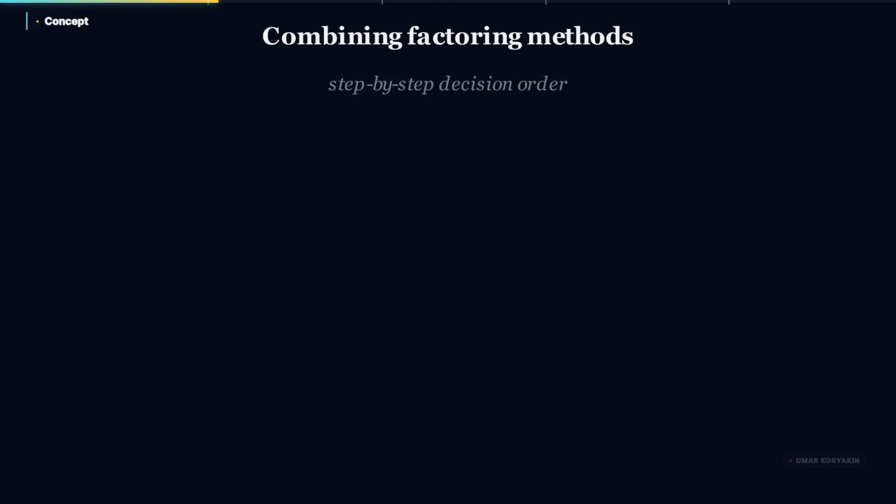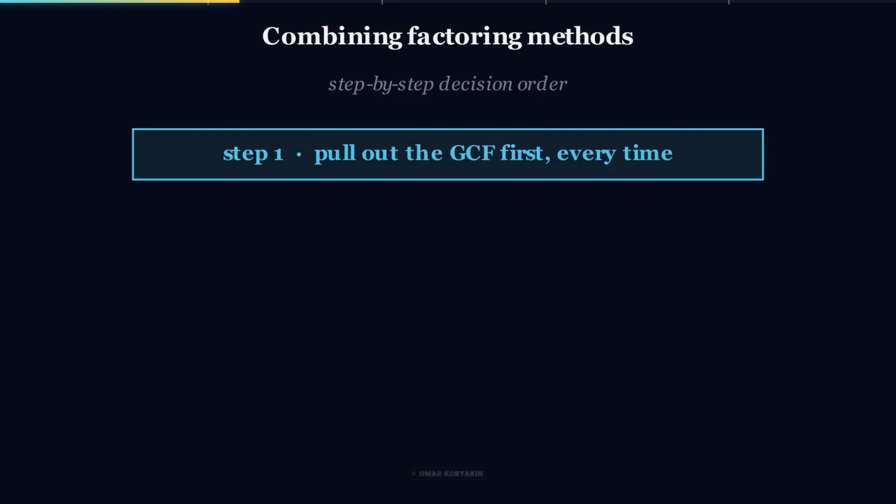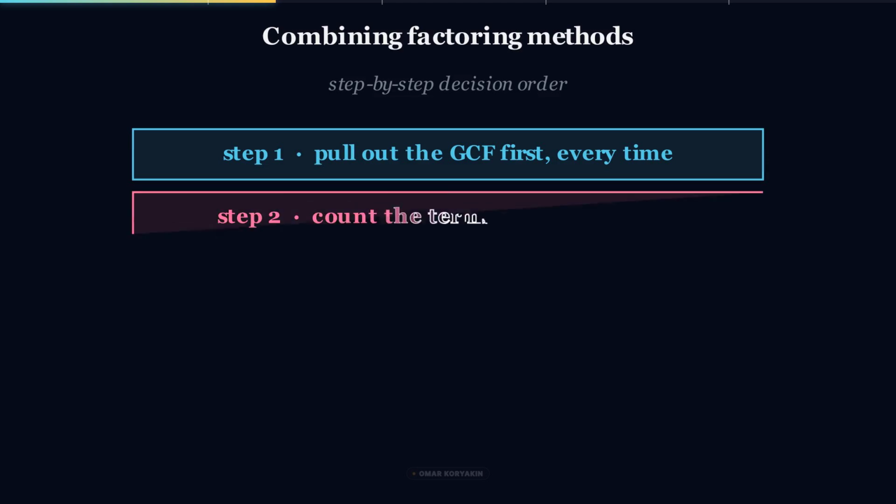The decision tree has 2 layers. The outer layer is one rule. The inner layer is a small lookup based on the number of terms. Step 1 is always the same. Pull out the greatest common factor. Look at every term, find the largest factor they all share, and write it out front. Whatever remains in parentheses is the smaller polynomial we will keep working on.